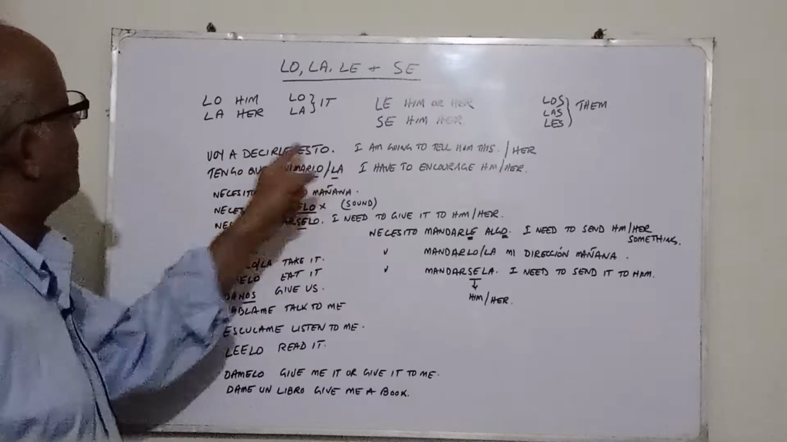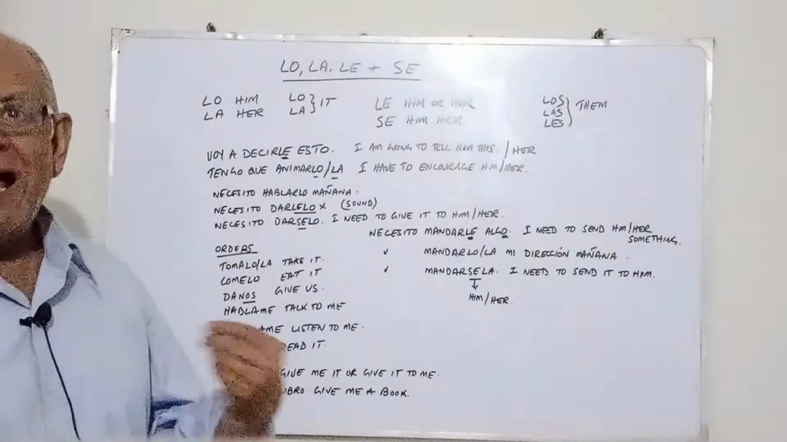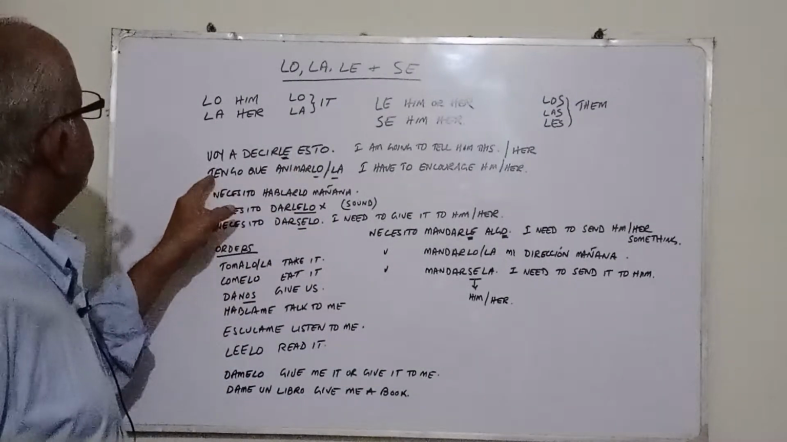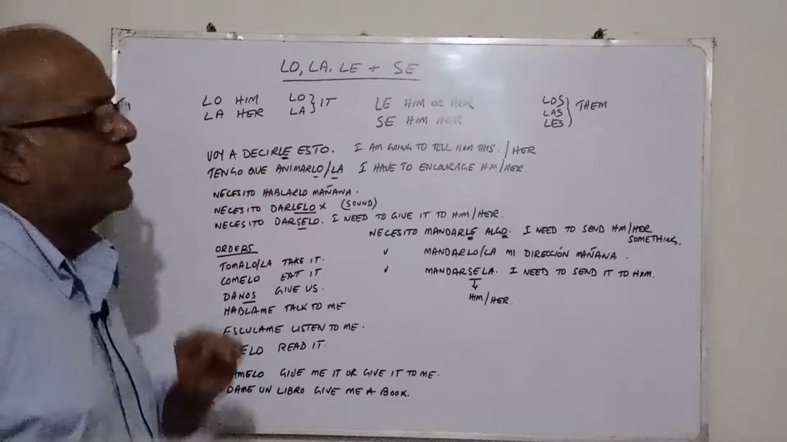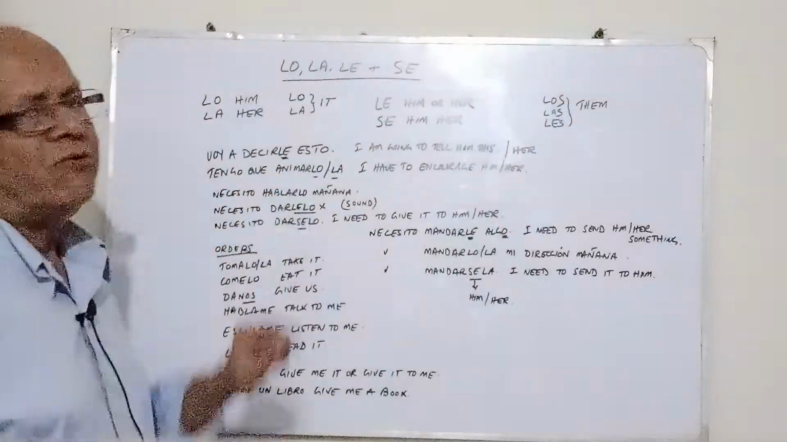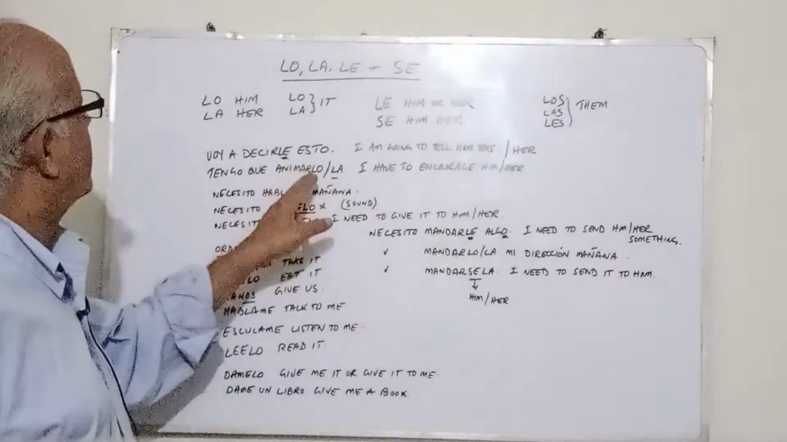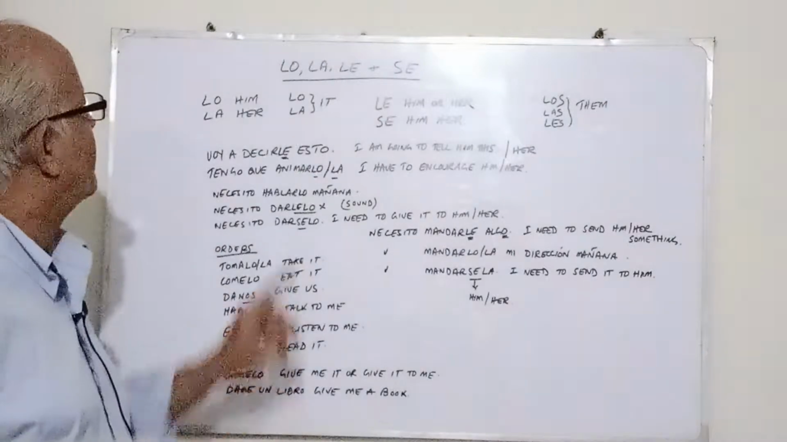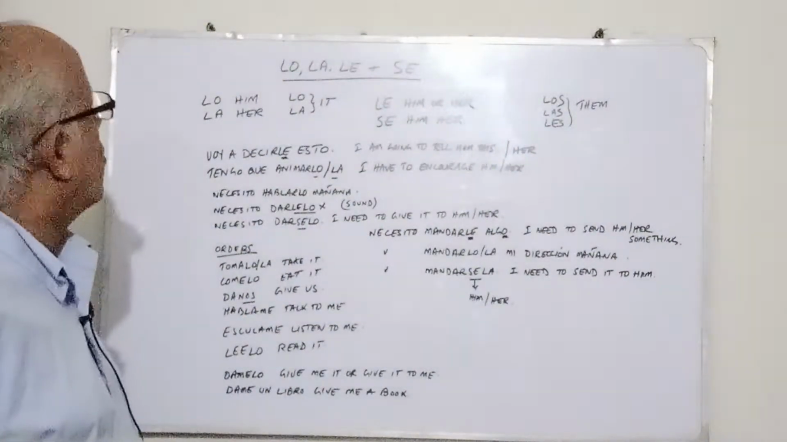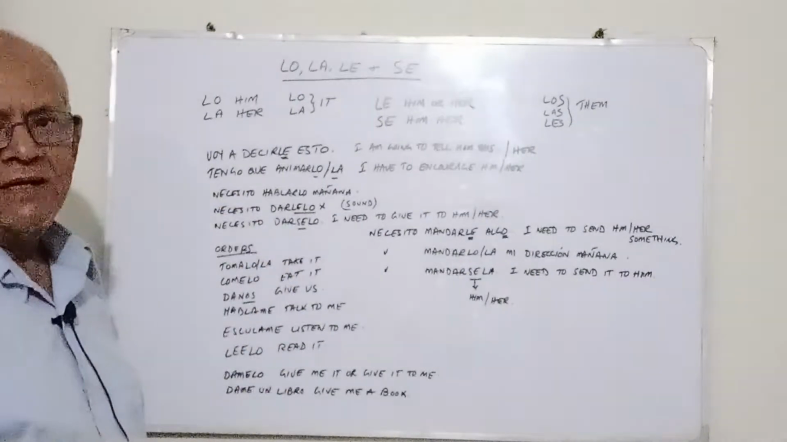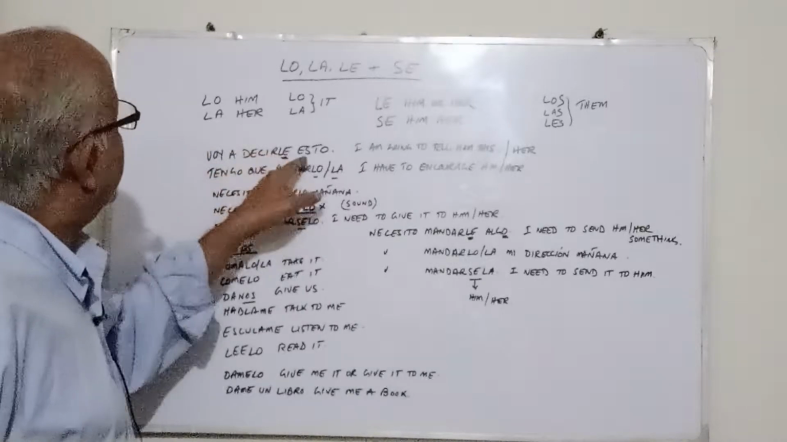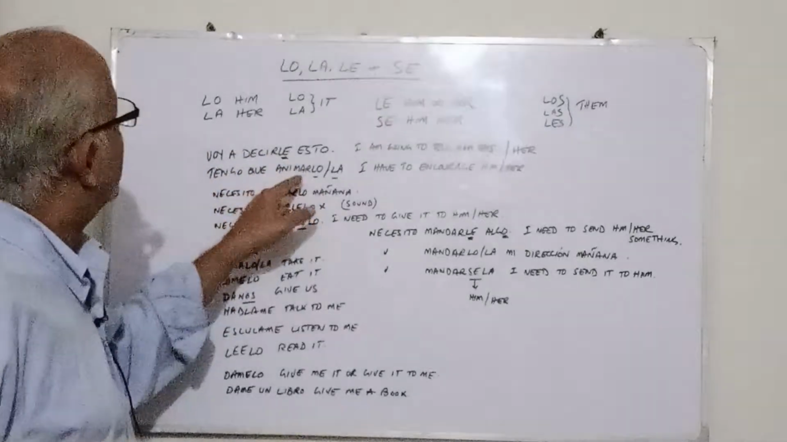Now, if you're not going to follow with an esto or algo, then we can use lo or la. For example, tengo que animarlo or tengo que animarla. I have to encourage him, I have to encourage her. Here we can properly use lo and la because we are not following it with another word which ends in o, like esto, algo, something like that. So voy a decirle esto and tengo que animarlo.